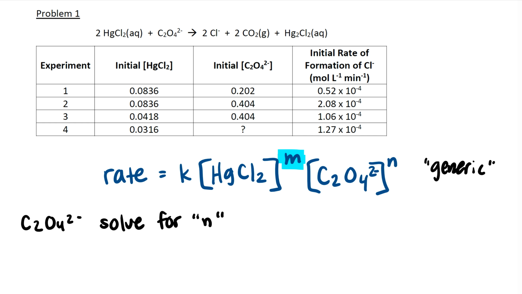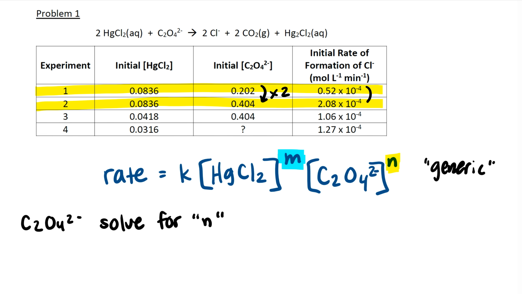All right, now we're going to solve for the oxalate ion, which means we're going to solve for that power of N from our generic rate law. So I'm going to do the same thing. I'm going to look for two experiments in which the oxalate is changing, but the other reactant, the mercury chloride, is being held constant. And so I'm going to focus in here on experiment number 1 and experiment number 2.